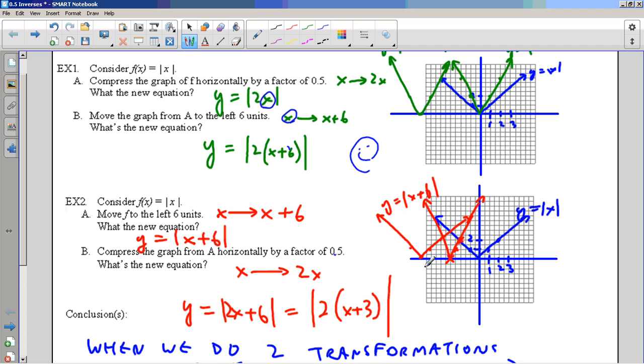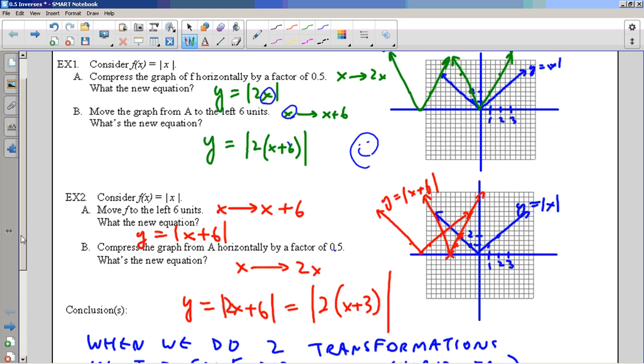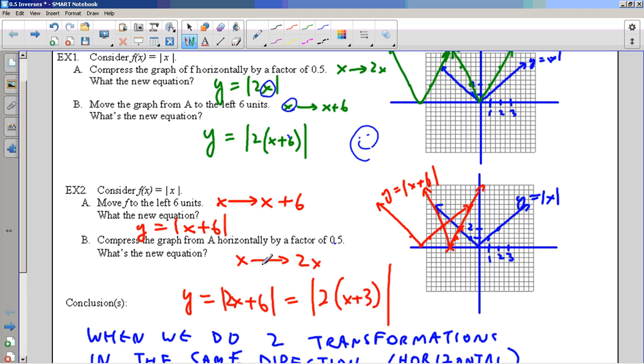So where the starting point was there at -6, it moves to -3. Where this point was at 5, it moves to 2.5, and so on. All of the horizontal distances get cut in half. And so what's happened is some of our move to the left on the first step got cut in half. And notice the difference in equation there, where the second thing was to cut it in half, the x became 2x, right? So the x became 2x.